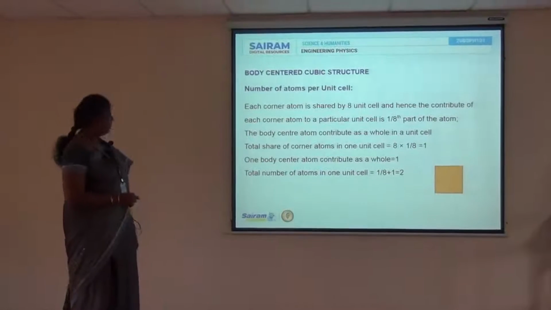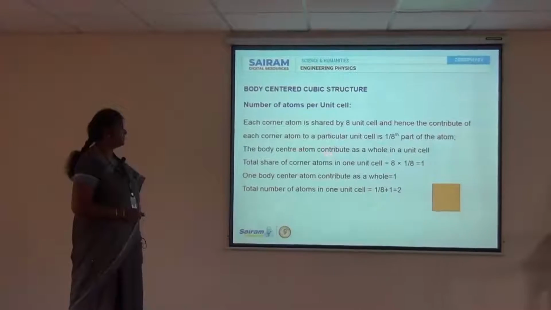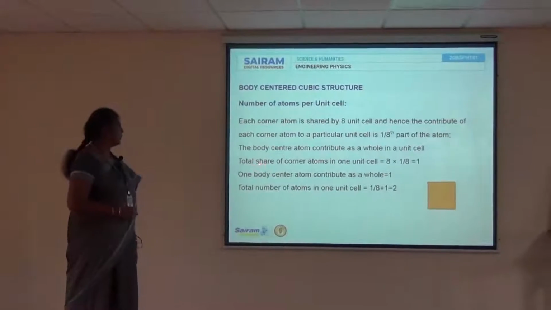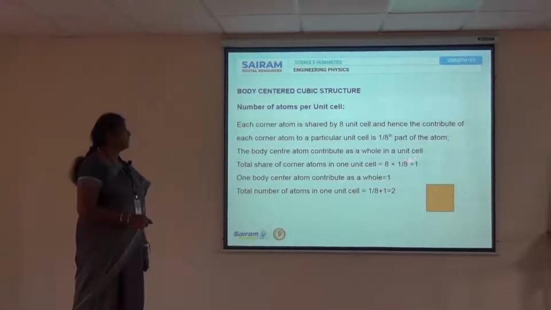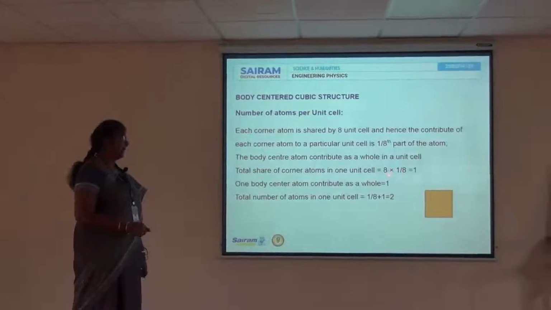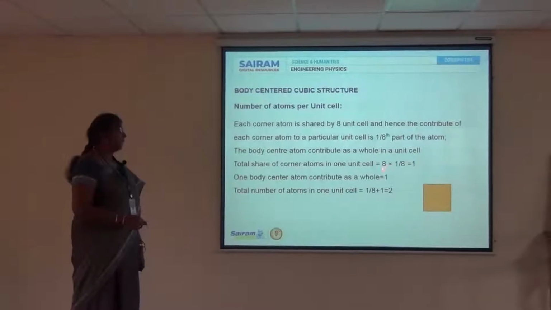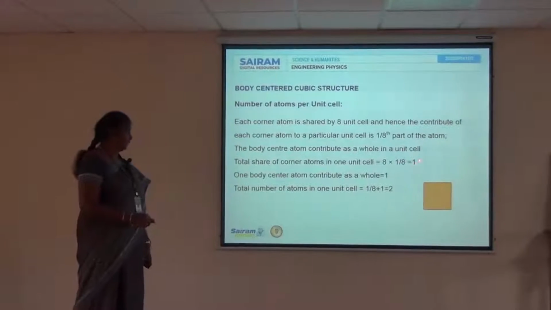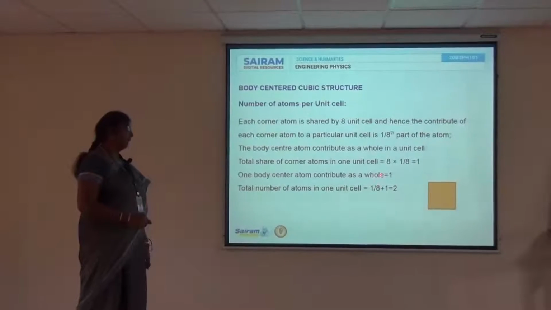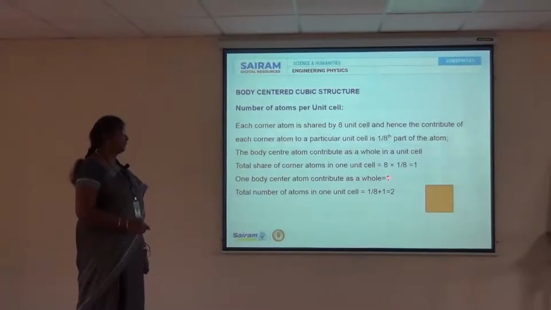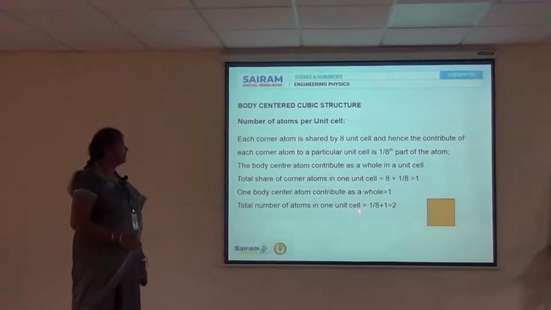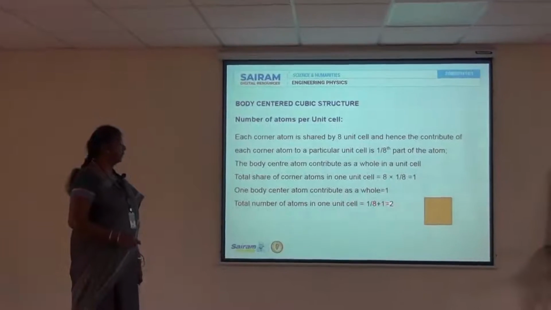Next, we are going to find the number of atoms per unit cell. As I explained previously, the contribution of one corner atom is 1 by 8, and as you have 8 corner atoms, 8 into 1 by 8 equals 1. The body centered atom contributes as a whole, since it belongs only to this unit cell, so its contribution is 1. So the total number of atoms in the BCC structure is 2.